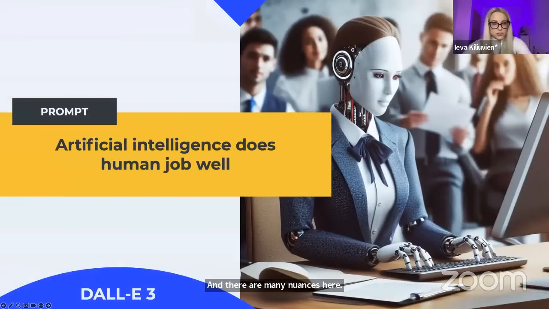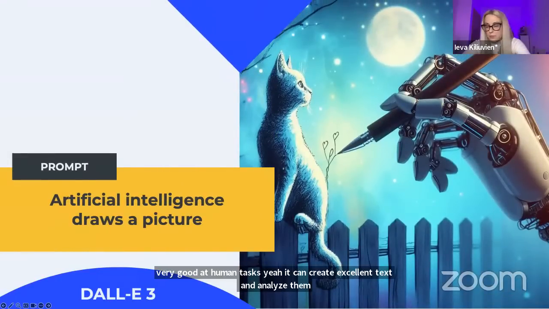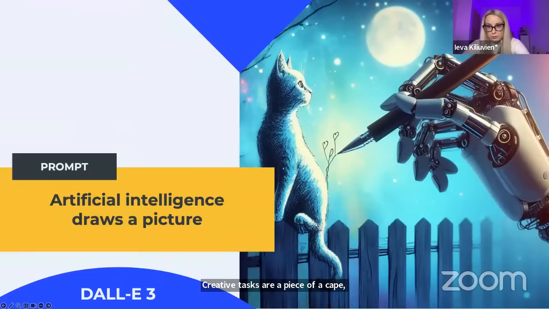So, artificial intelligence, we know, is very good at human tasks. It can create excellent texts and analyze them. Creative tasks are a piece of cake for it. It can create the most unbelievable work of art.